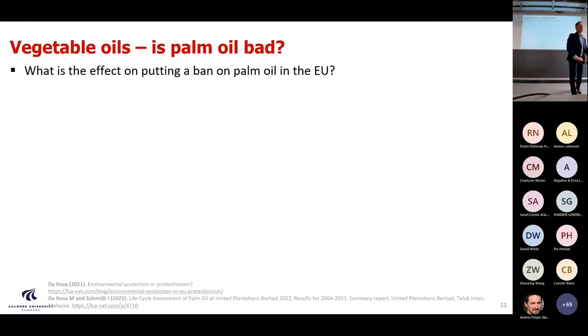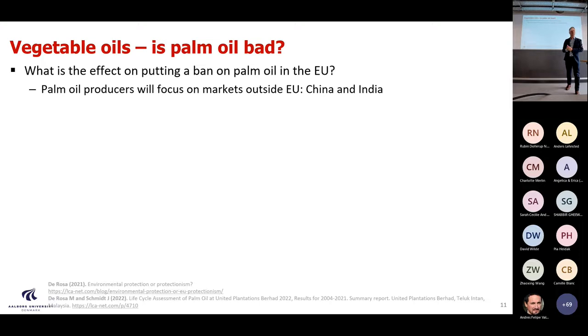We could also ask, now there's so much about palm oil, it's such a bad guy. Should we put a ban on palm oil in the EU? What would happen then? Well, I've been working with a company who have actually faced this, because the EU is working towards such a ban, or at least discriminating palm oil. So what happened with this large palm oil producer? Well, they told me, sorry, we have to quit the collaboration because we are now focusing on India and China instead. Okay, I said.